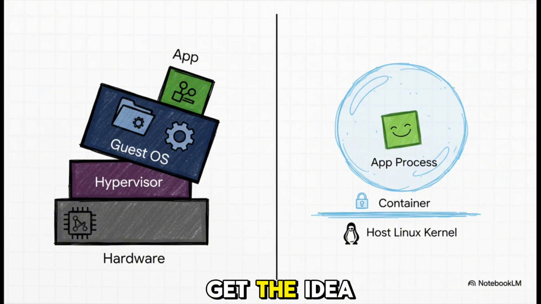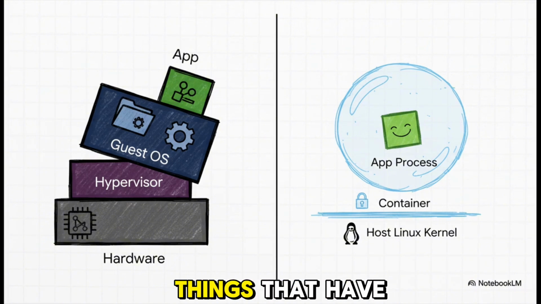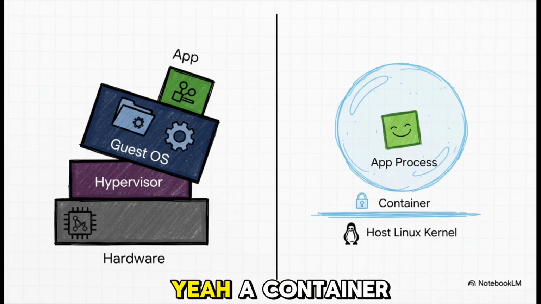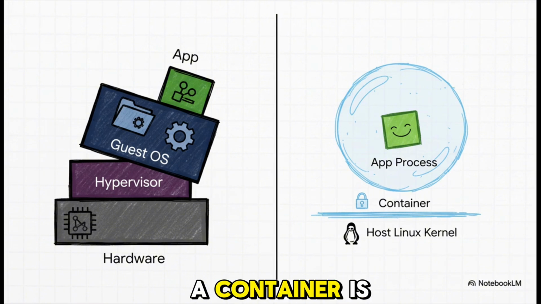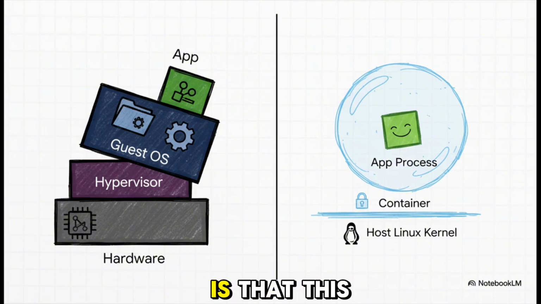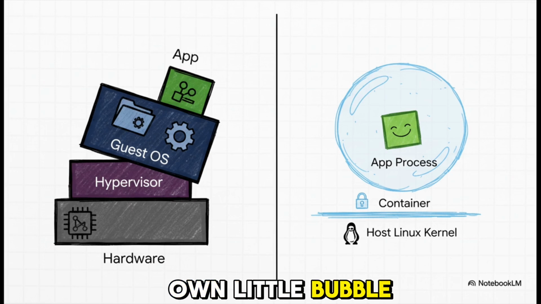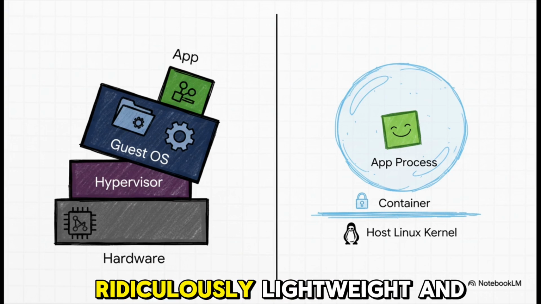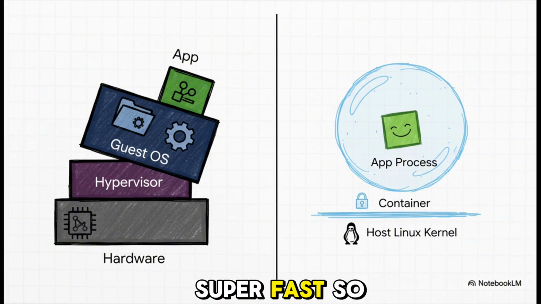Okay, so first get the idea of a virtual machine out of your head. You know, those big, heavy things that have to pretend to be a whole computer with its own operating system? Yeah, a container is not that. It's way cooler. At its core, a container is just a normal process running on your main Linux system. The magic trick is that this process lives in its own little bubble, and it's given the illusion that it's the only thing in the universe. This makes it ridiculously lightweight and super fast.